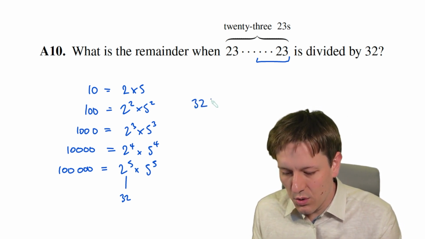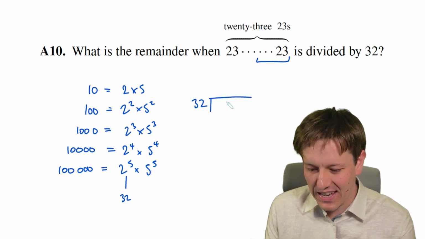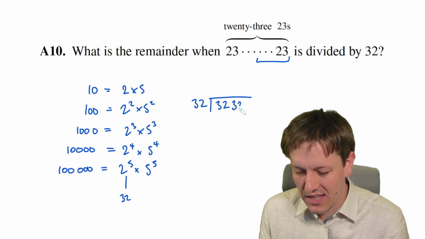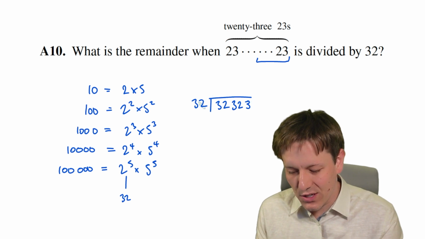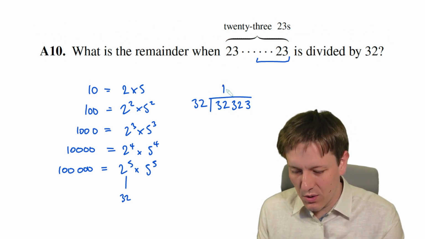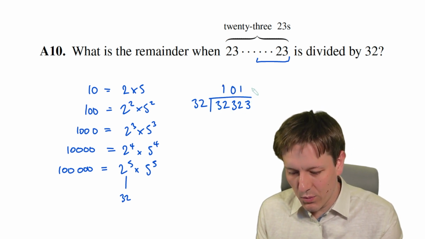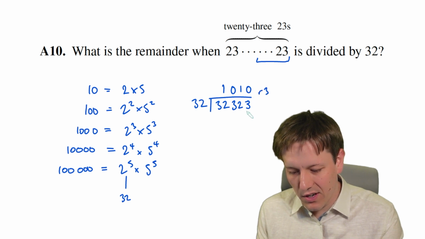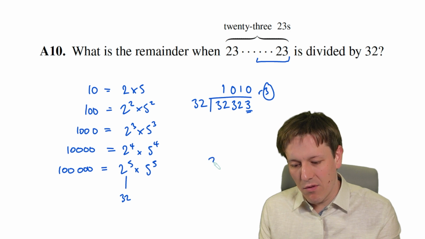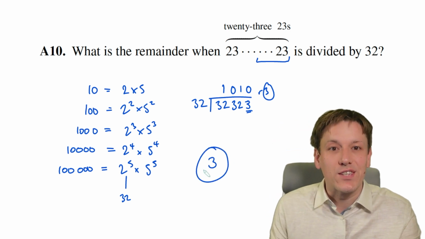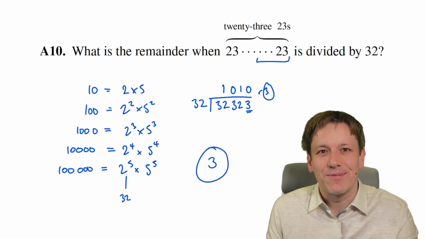So we just do a quick long division here, and the last 5 digits, thankfully, are 32323. So actually it's quite an easy long division to do, right? 32 goes once, and then I get a 0, and then a 1, and then a 0, and I've got left over this 3 on the end. And so the answer here is that the remainder is 3. So very well done if you got that right.